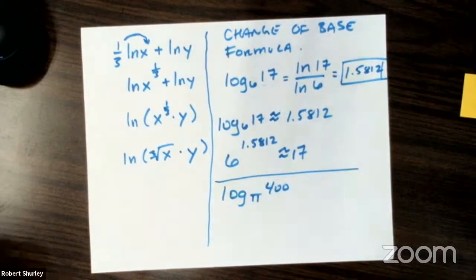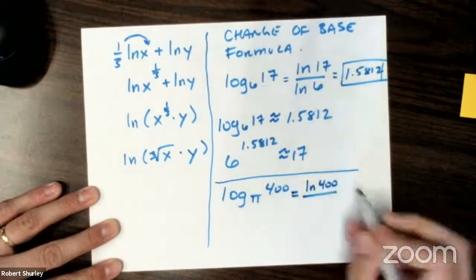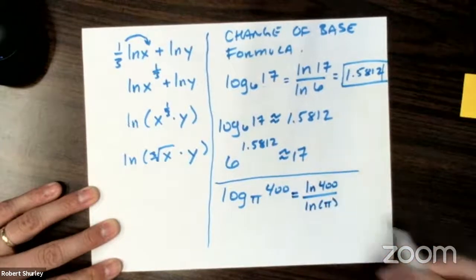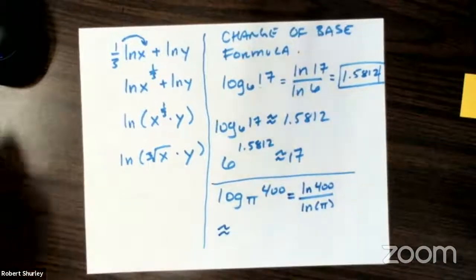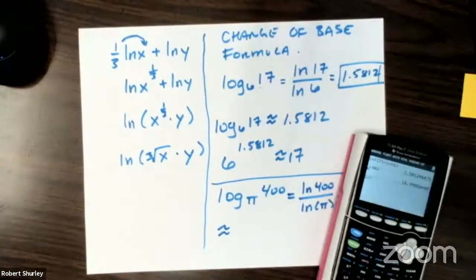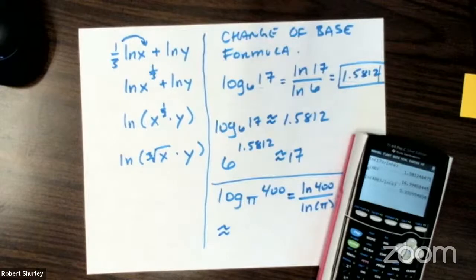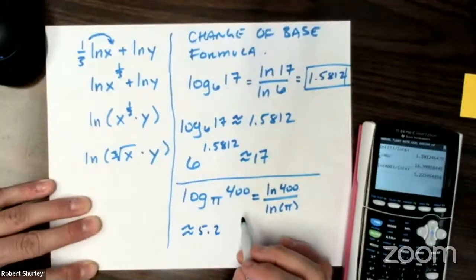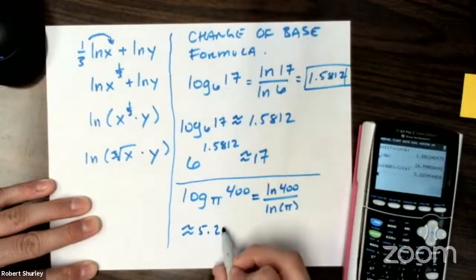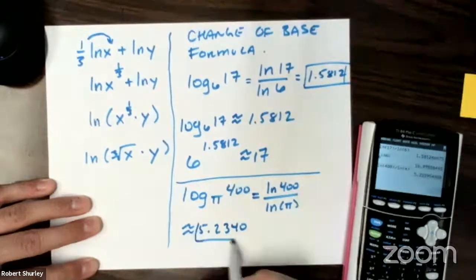Let's see. So it's going to be ln of 400 over ln of pi, right? I'm going to write down here. So that's approximately, so I'm going to do this, ln 400 divided by ln. Now to get pi, I think you have to hit second caret. I'll give you the pi button. Boom. 5.234, I guess it would be 0, right? If you round it to 4 decimal places, 5.2340, yeah.